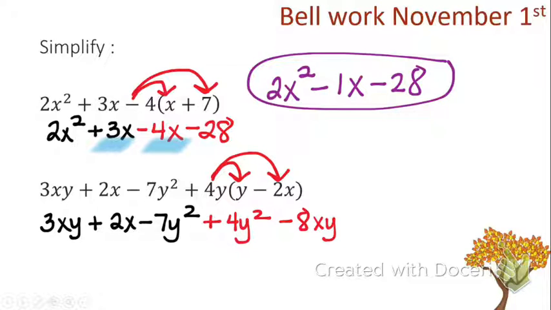So I'm going to start with the y squared. So these two, what do you get when you add those two together? Because they both have a y squared. So what's -7y squared plus 4y squared? -3y squared.